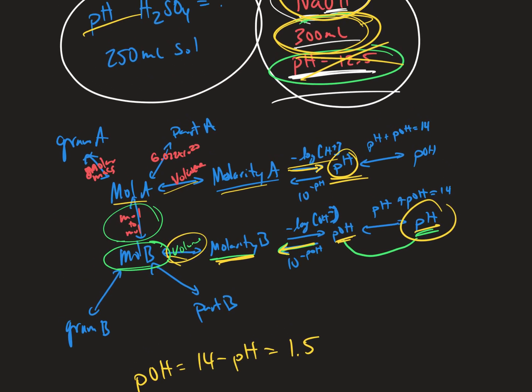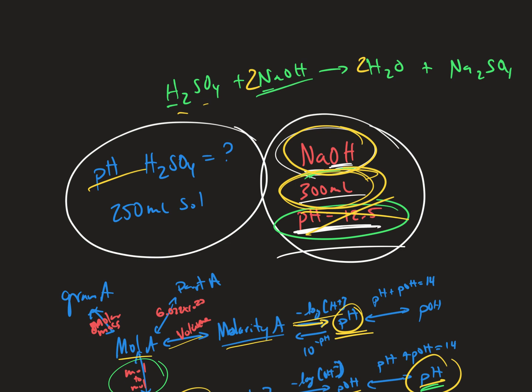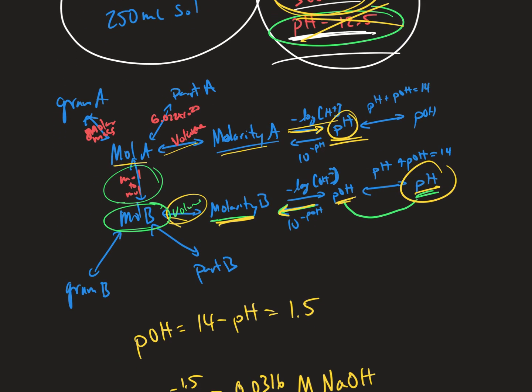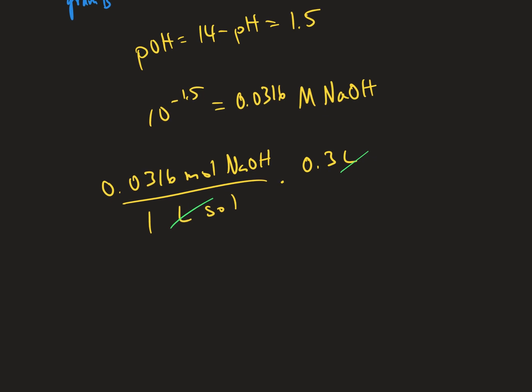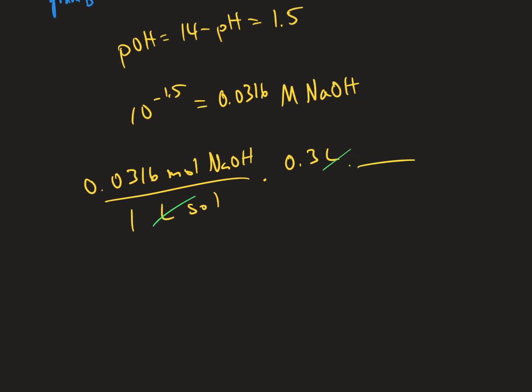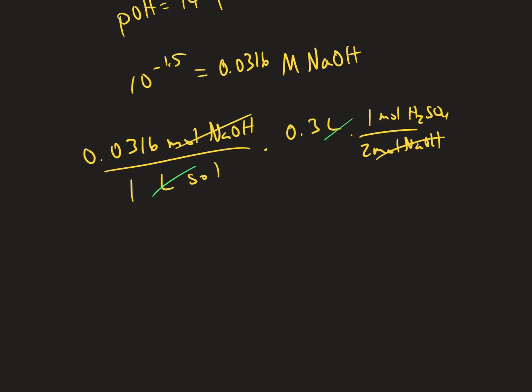And now I use my balanced equation to go from NaOH to H2SO4, which is a 2-to-1 ratio. You following? So we have 2 moles of NaOH on bottom, so it cancels out, to 1 mole of H2SO4. Do you want to find an answer or keep going? Let's find an answer. But your choice, right?